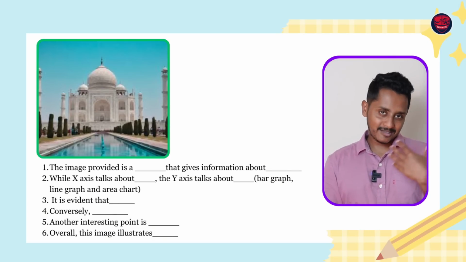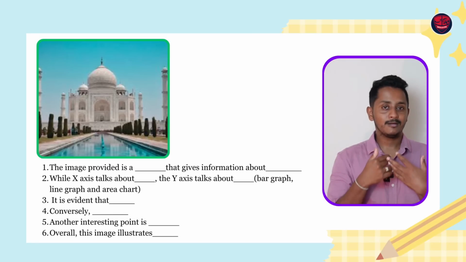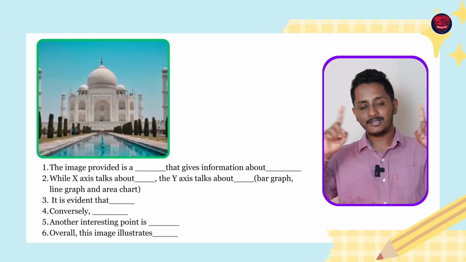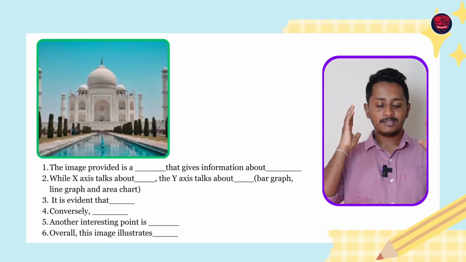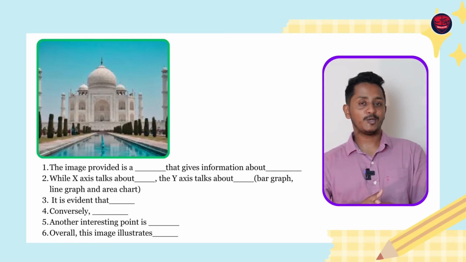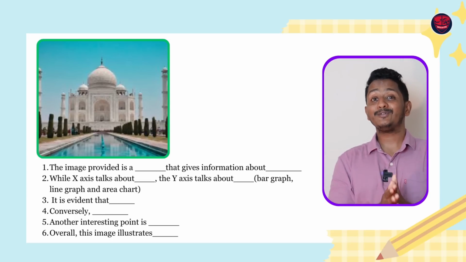the right. Another interesting point is there is a big water body right in front of the building. Perhaps because of the sun rays, it is looking in turquoise blue color, and on either sides of the water body you have some plants kept which are green in color. Overall, this image illustrates a beautiful picture which attracts a lot of tourists. This is how you're gonna speak.